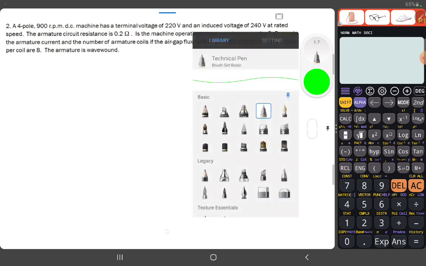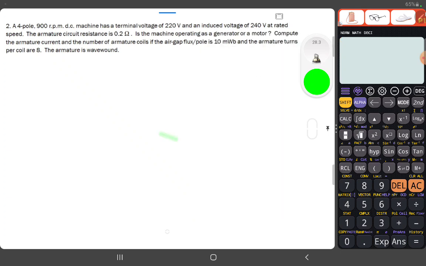So first things first, before we attack the problem, let us identify the given. We have our terminal voltage of 220, induced voltage EG equal to 240, and RA 0.2 ohm. Now, this is shunt connected, because it's already given.